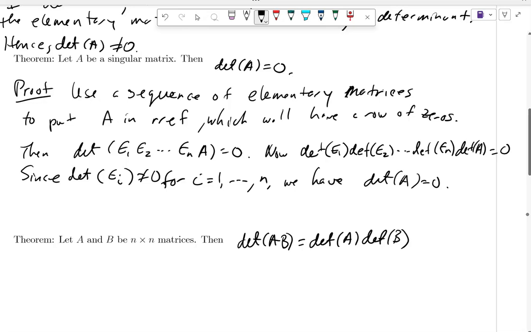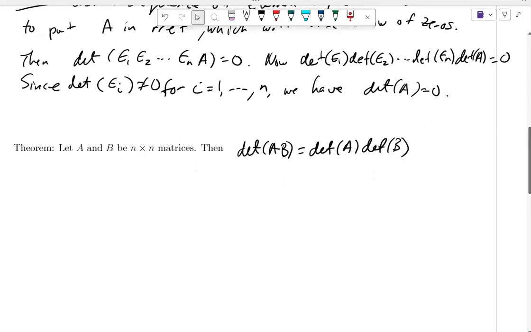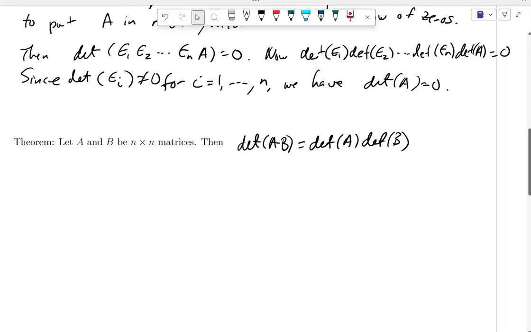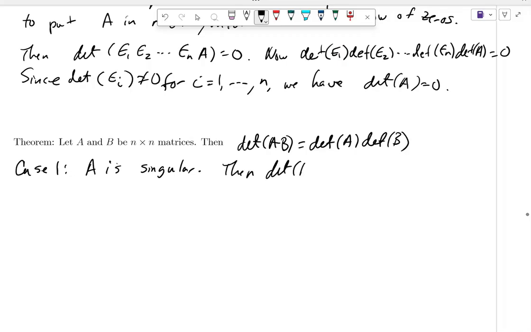And the idea here is just to use a sequence of elementary row operations. So let's just worry about whether or not A is invertible. Let's start with A as singular. What did we just say that the determinant of A is? Okay, good. All right.